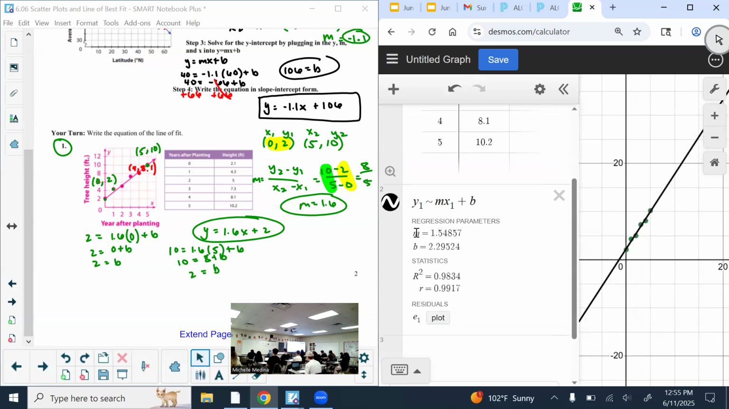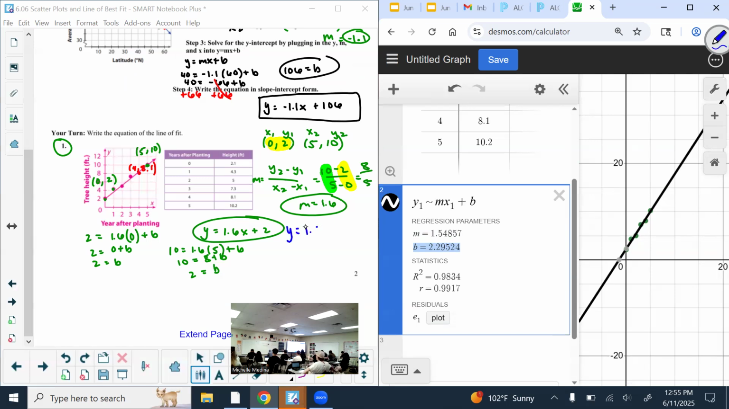And look at all this stuff it gives you. It gives you an estimation for the slope and for the y-intercept. So if I was using the technology from the beginning, then I would tell you that this is the best linear model. It would be like 1.5x approximately plus 2.3. Does that make sense?